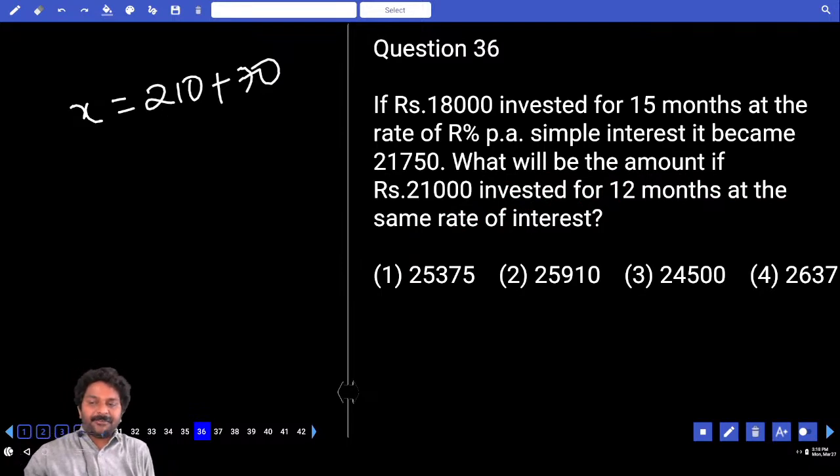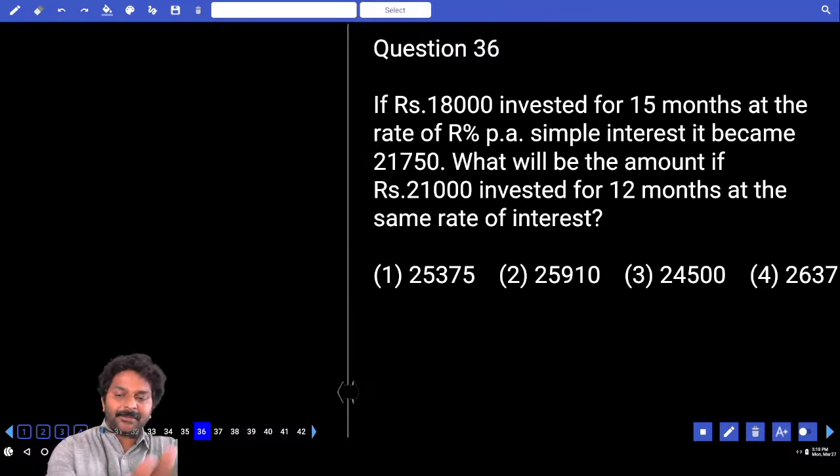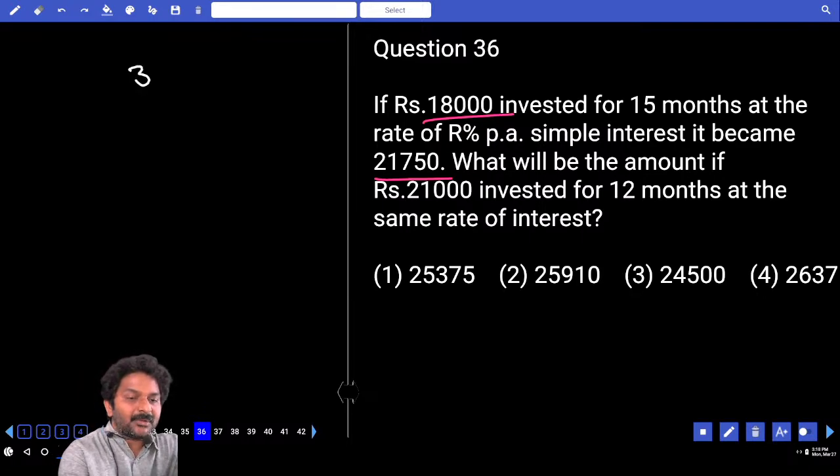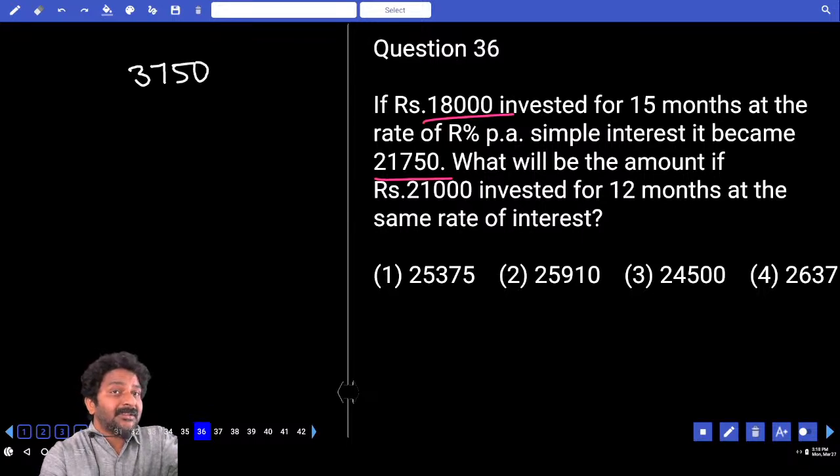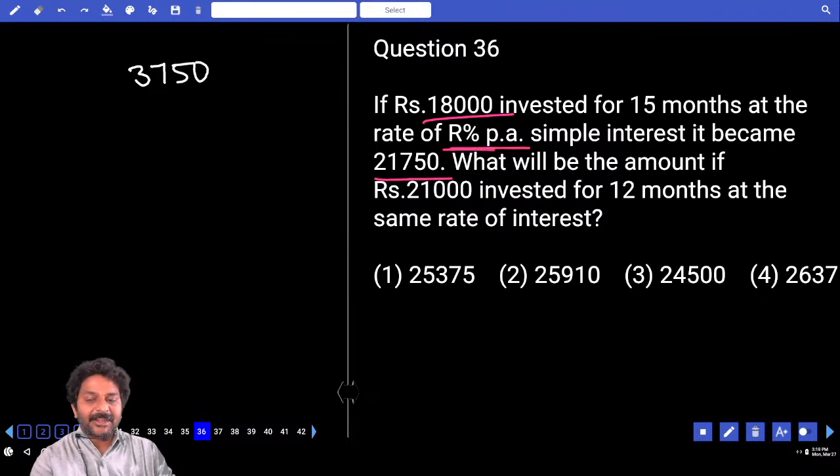18,000 rupees invested for 15 months at the rate of R% per annum simple interest. It became 21,750. What will be the amount if 21,000 invested for 12 months at the same rate of interest? Okay, right. So now 18,000 becomes 21,750. That means how much is the interest added here? 3,750. This is for how many months? Generally rate of interest is calculated as percentage per annum, per year. That means we want to calculate it for 12 months.